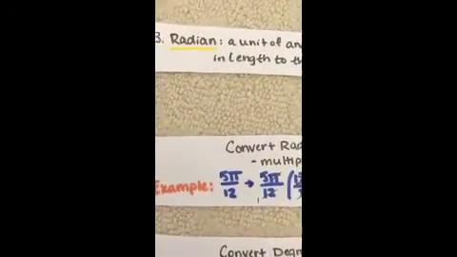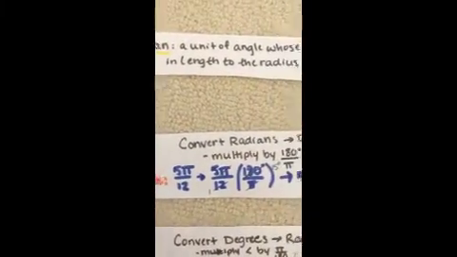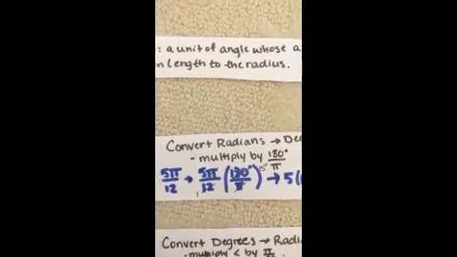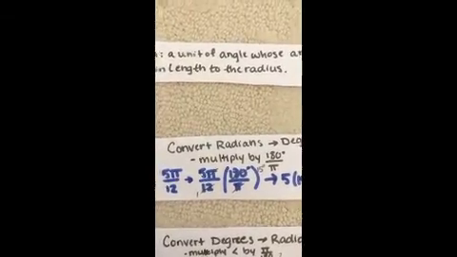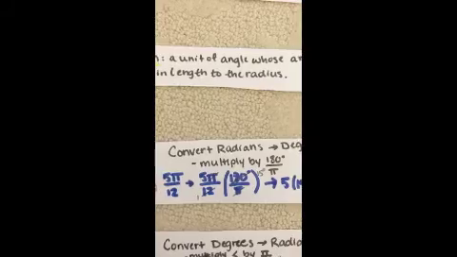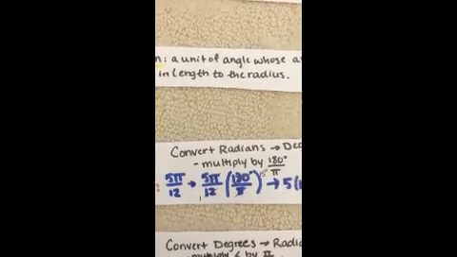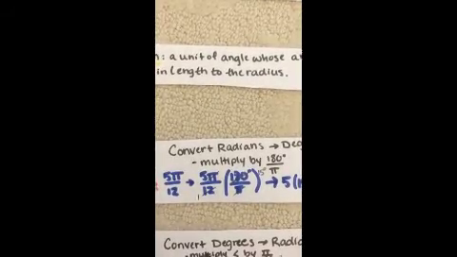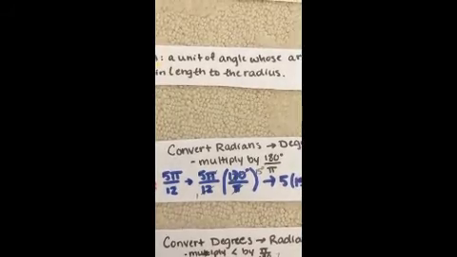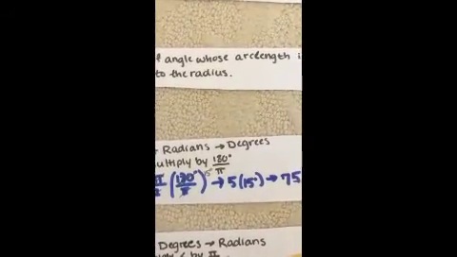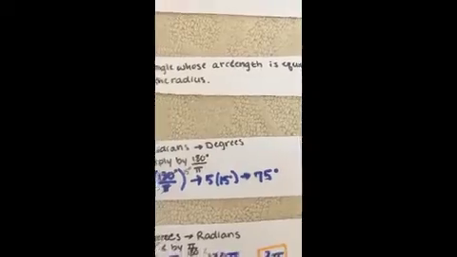For example, here is 5 pi over 12. You would multiply 5 pi over 12 by 180 degrees over pi. The pi's ultimately cancel out, and 12 can be put into 180 degrees 15 times. Then you would multiply 5 by 15, which gives you 75 degrees.